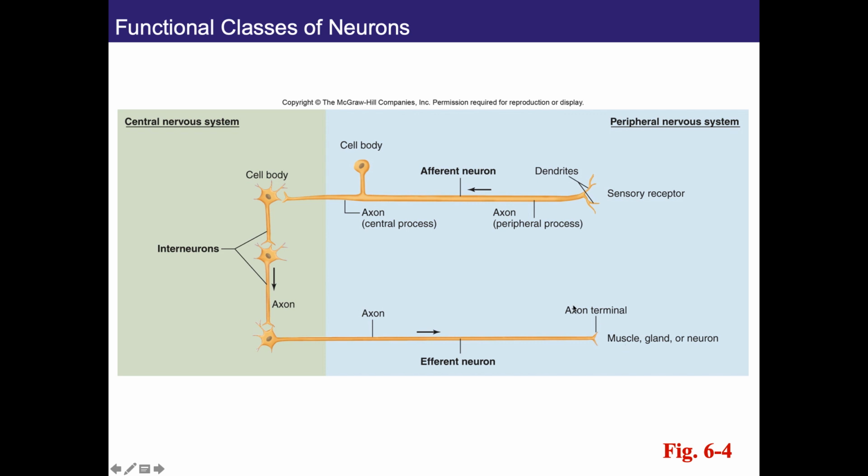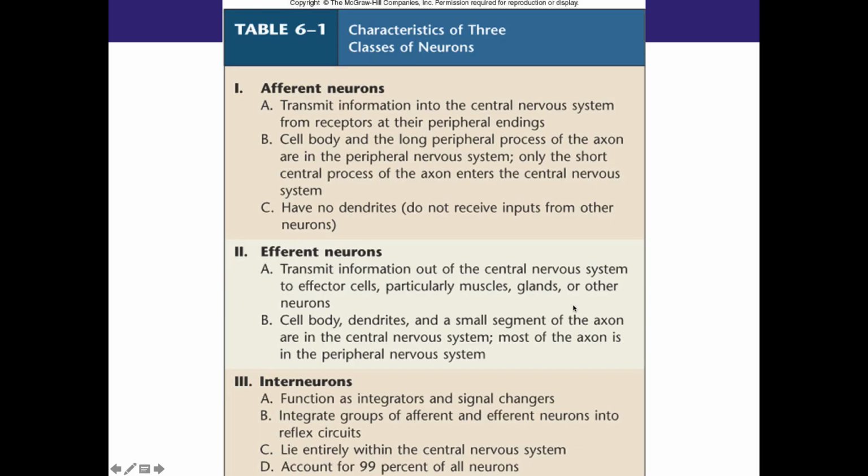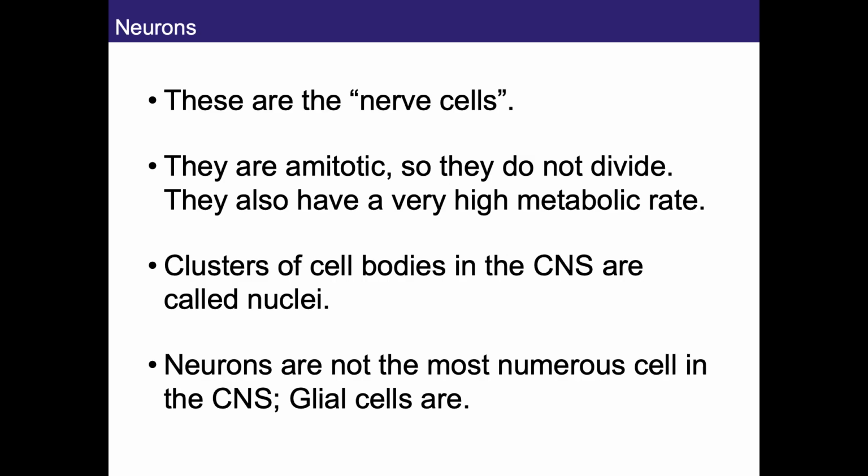So if you need some text associated with this, there is a nice table that's summarizing most of the things that I've talked about. But let's focus on neurons just for a minute, to give you an overview of what they are. Neurons are nerve cells, and they are amitotic. That means that they don't divide. The implication of that is if you have any kind of spinal cord injury, a lot of times that is something that you can't overcome because nerve cells don't regenerate.